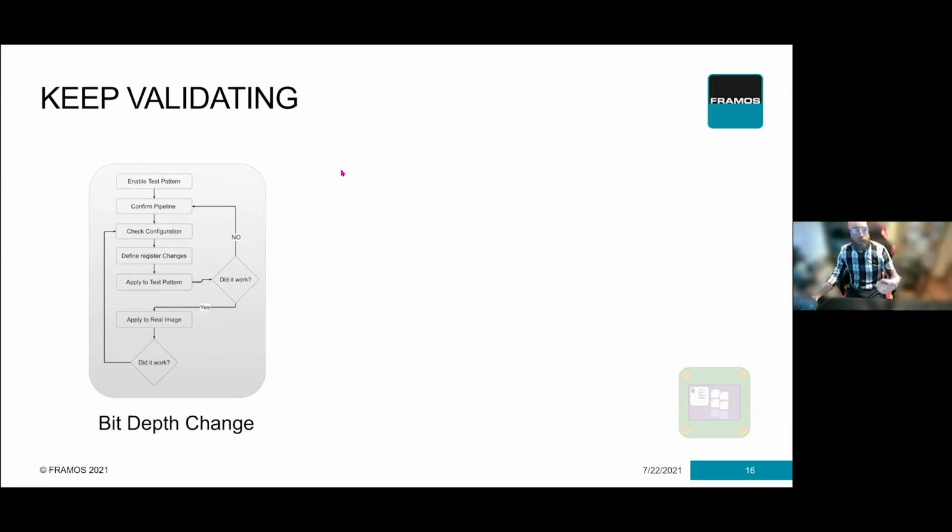So what we would do is, like we said before, enable that test pattern. We can then confirm our pipeline is transmitting that as we expect. That's great news. Check our configuration: we change our configuration, make register changes, and test it. Did it work? Yes, no. Effectively, if you just concentrate on these small elemental features and then build them up, you will find that any bug that you had would come out, because you are checking various stages.